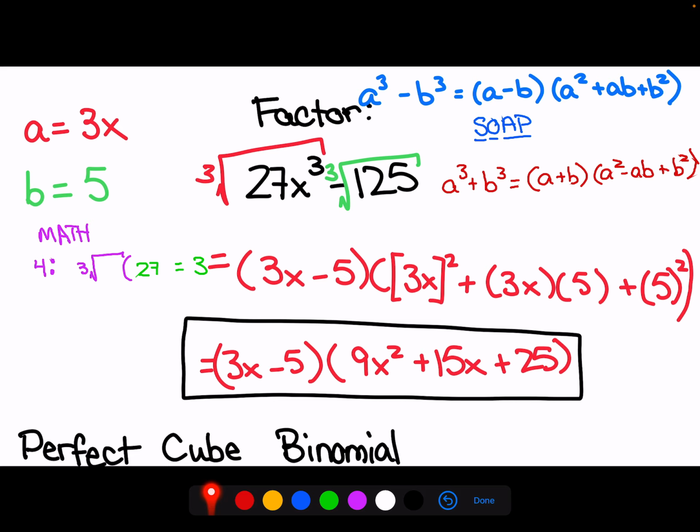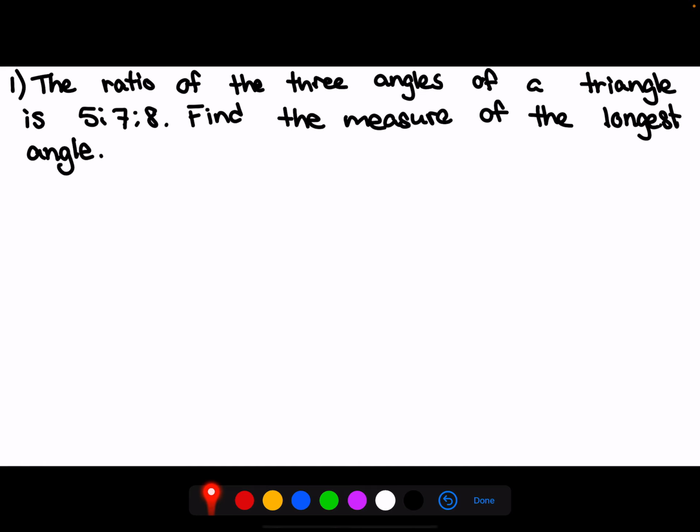All right, so let's go ahead and start working through our review. Again, our review is going to cover everything from Unit 4, so everything about triangles. So let's go ahead and get started.